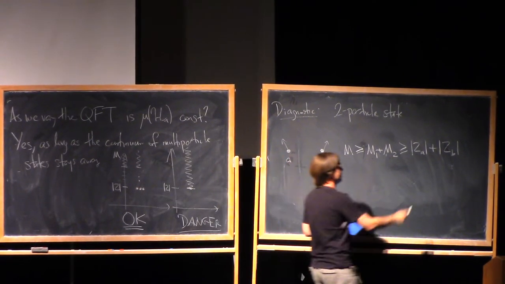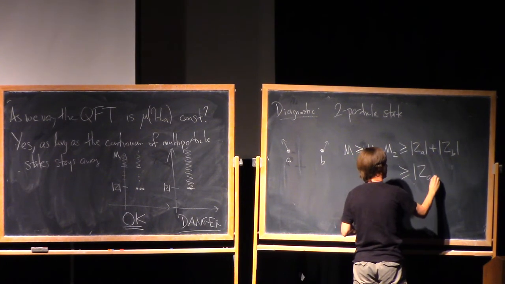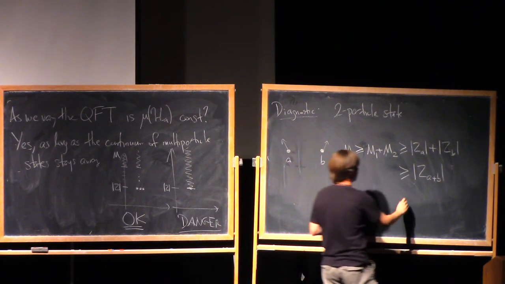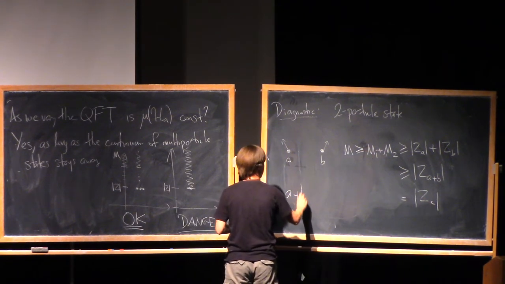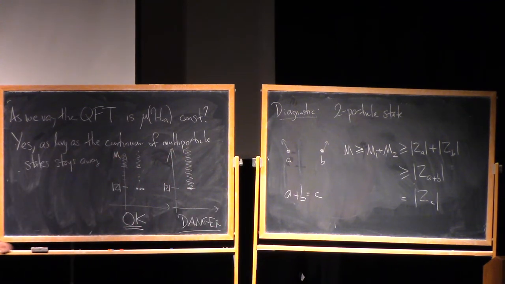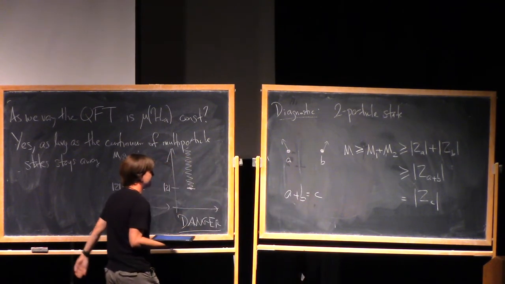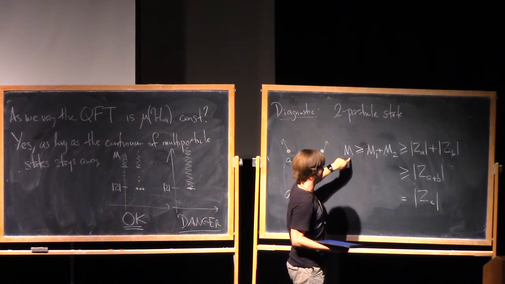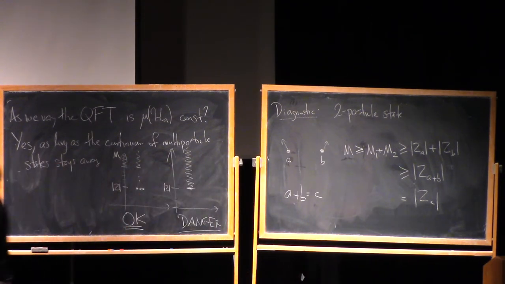Now that, on the other hand, the sum of the absolute values is greater than or equal to the absolute value of the sum, which is equal to A plus B, let's call that C. So we've got this combined state that's carrying the charge A plus B, which is C. And the mass of that state, we've just shown, no surprise, obeys the BPS bound. The mass of this two-particle state is greater than or equal to the absolute value of Z_C, as it has to be for every state in the theory.